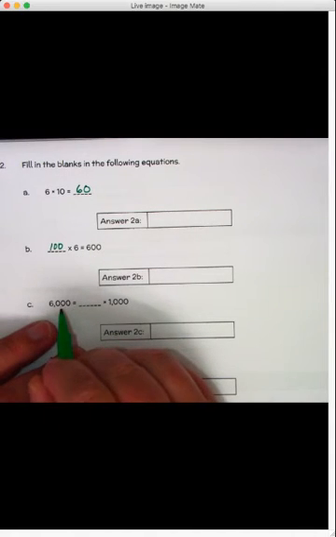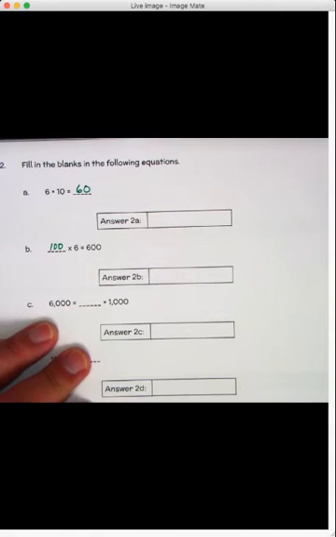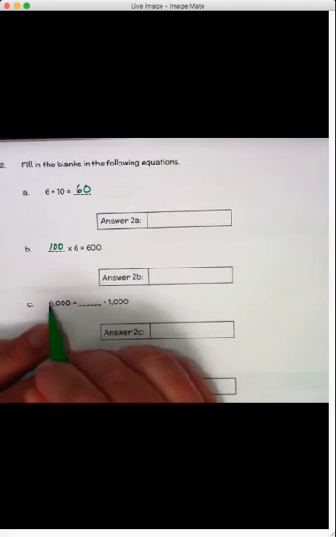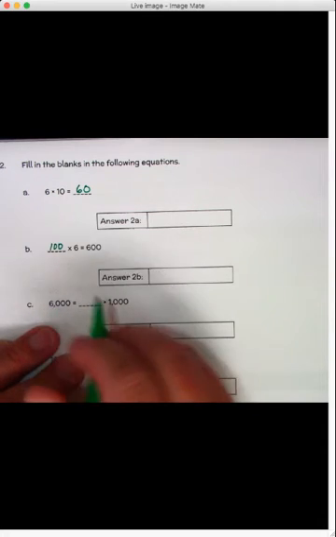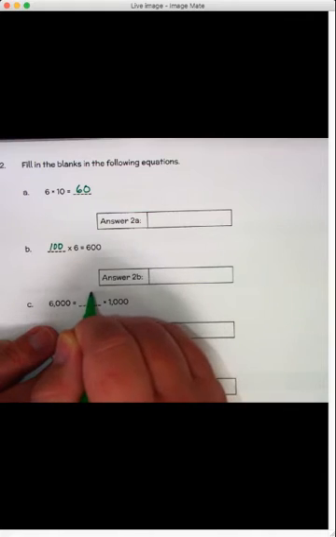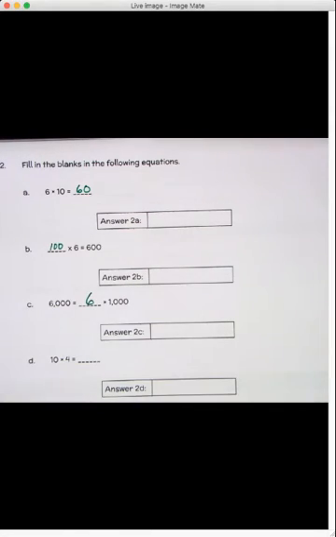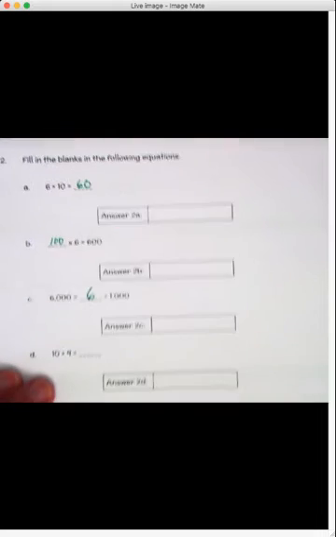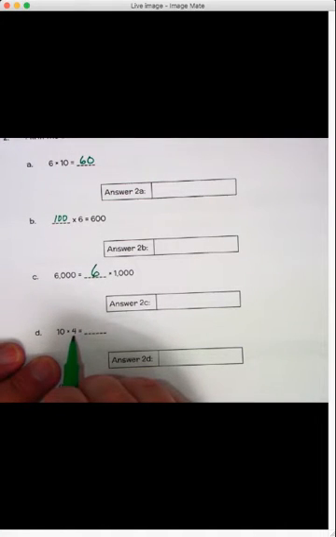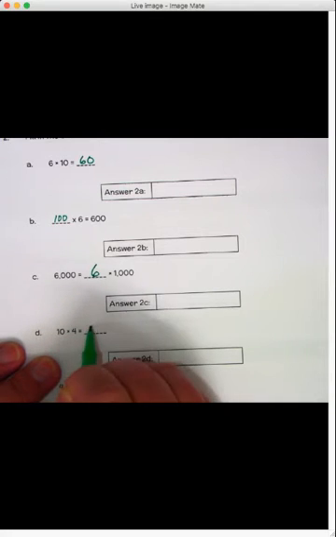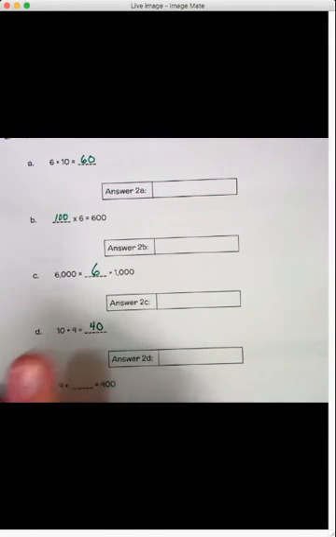All right, 6,000 is what times 1,000? Well, what number is here? It's a 6. So we have 6 thousands. So it's the same thing as saying 6 times 1,000. All right, 10 times 4. Even though these two are switched, we've got a 10 first, we're still multiplying by 10. How many zeros are we going to add to that 4? 1. 10 times 4 is 40. You've got 4 tens. You have 10, 20, 30, 40.